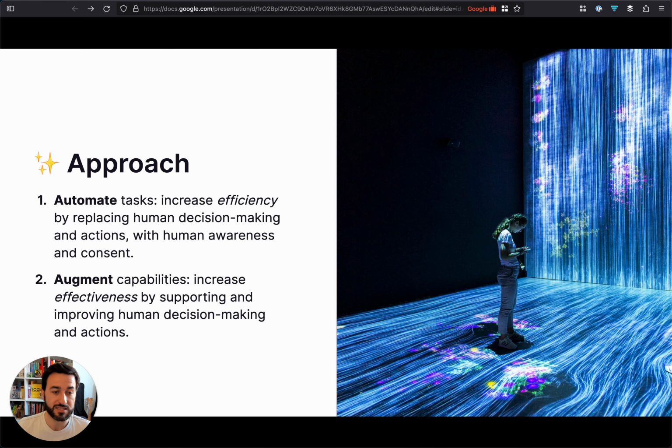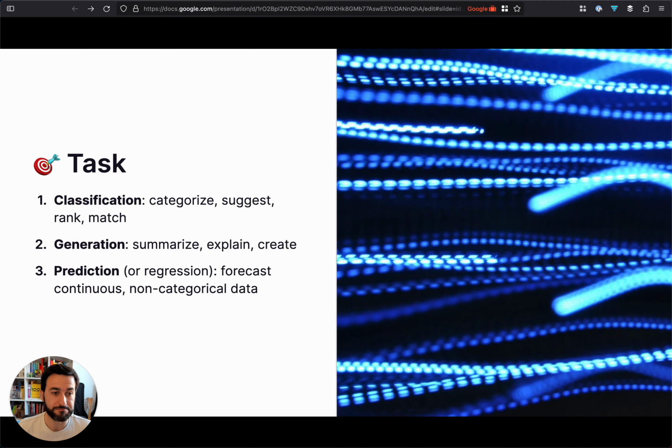Automate tasks is about increasing the efficiency of humans by replacing the human decision-making and actions, always with the awareness and consent of users. We then have augmenting. Augmenting capabilities is focused on increasing the effectiveness of humans by supporting and improving their decision-making and actions. Then we have the task. There are many ways that we can slice and dice these tasks that AI helps us with, but these are just three possible ways to categorize them.